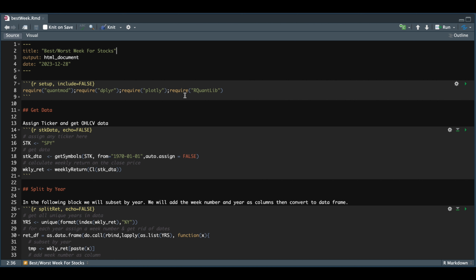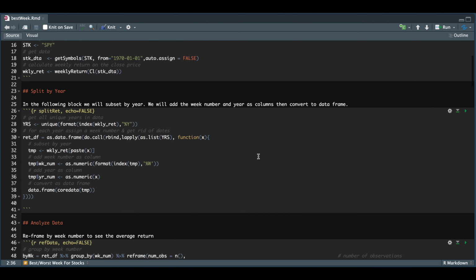So here are some of the packages we're going to require. And in this first block, we're going to get data for the ETF. If you want to run this for a different stock or ETF, you would just have to change line 16. Within this block, we're also going to calculate the weekly return on the close. So the way that this is calculated is on a Friday to Friday close. So just keep that in mind when you're going through the code.